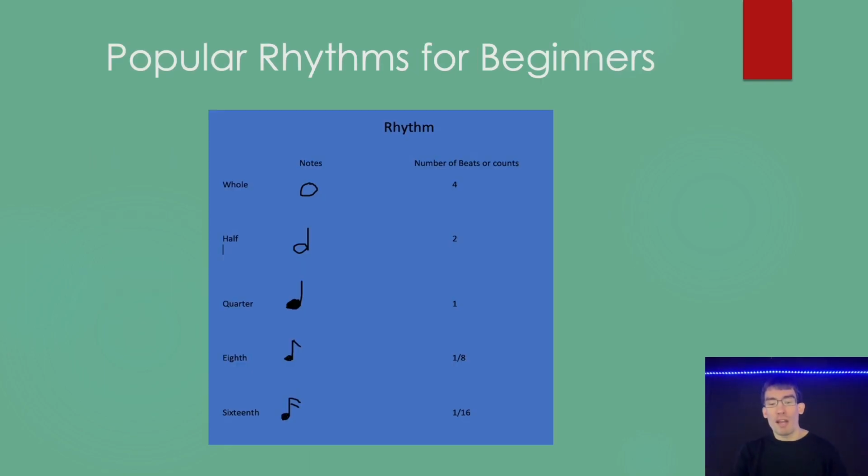For now, I want to talk to you about some popular rhythms for beginners. As you can see, we have a whole note. You will have to count 4 beats for a whole note. Then we have a half note where you have to count 2 beats. Then a quarter note, that is 1 beat. An eighth note, that is half of a beat. And then 16th notes, that's 1/16th of a whole note.